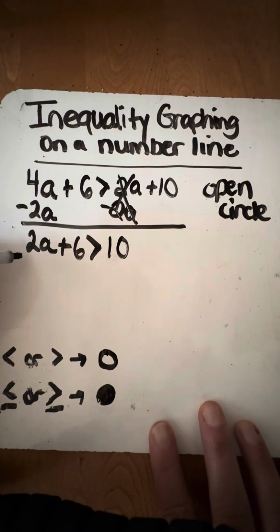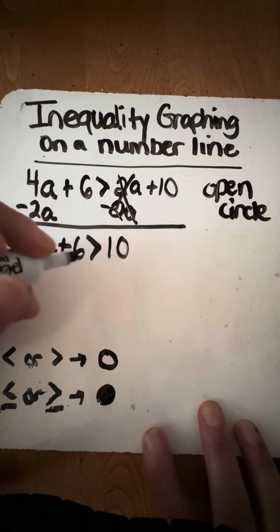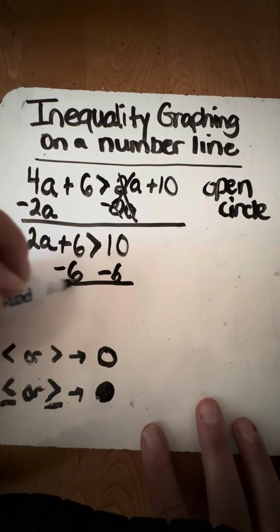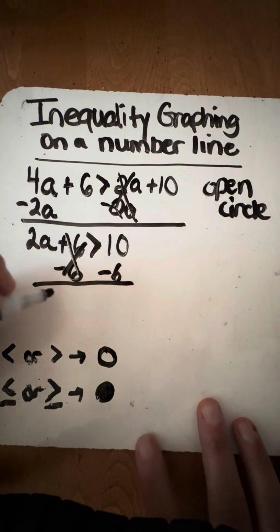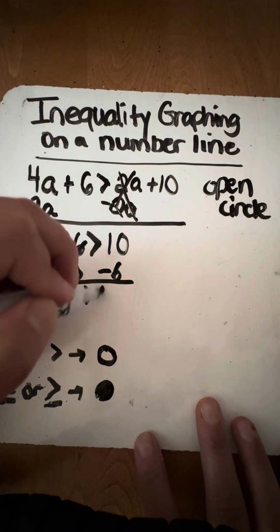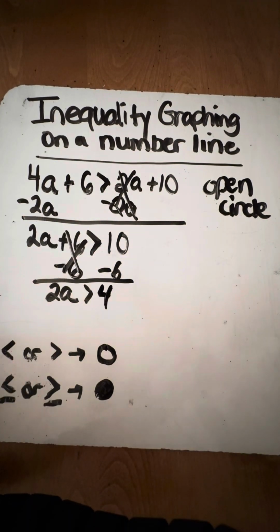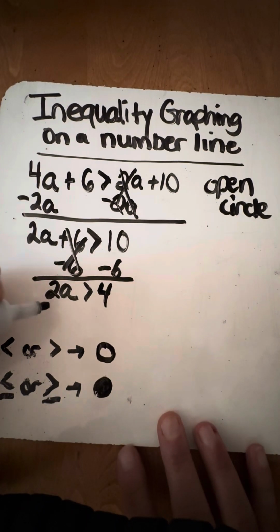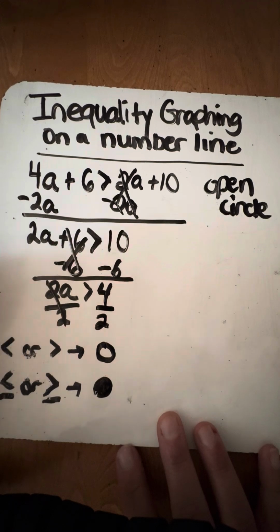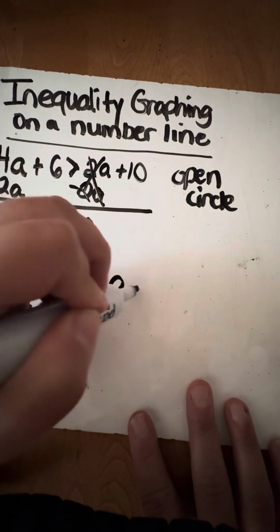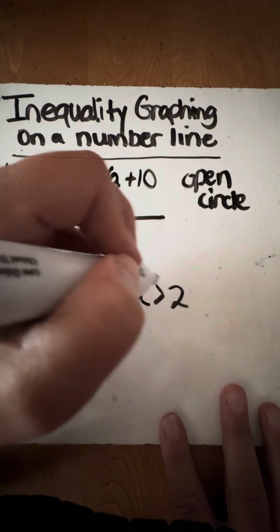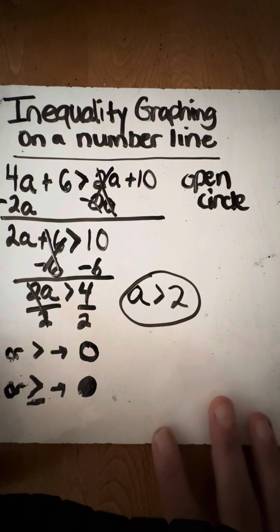Now that I moved the a's to the left, I need to get that plus 6 over to the right. I do the opposite operation, which is to subtract 6 on both sides. Now the 6's are gone over here, leaving me with just 2 times a is greater than 10 minus 6, which is 4. My last step, most of the time, is to divide. So 2 times a, opposite operation is to divide by 2 on both sides. This is going to cancel. It's going to leave me with a. Symbol is going greater than, and then 4 divided by 2 is 2. So a will be greater than 2.